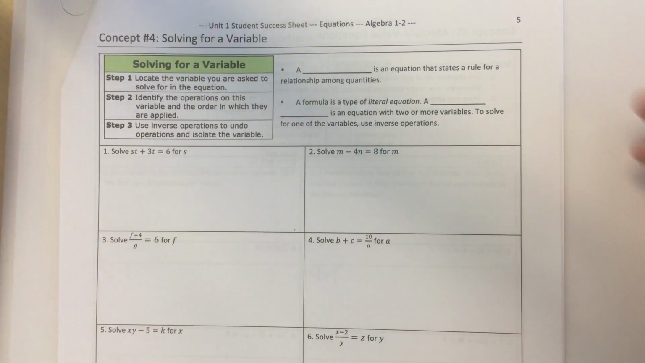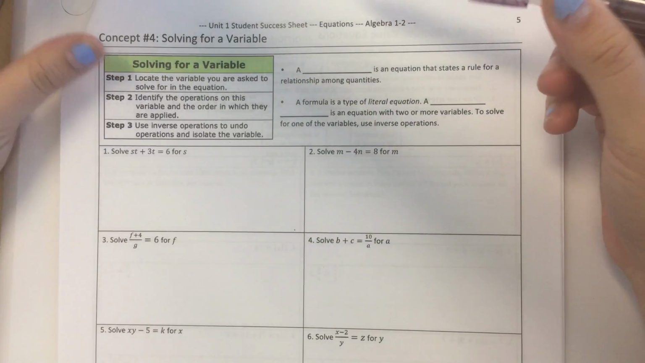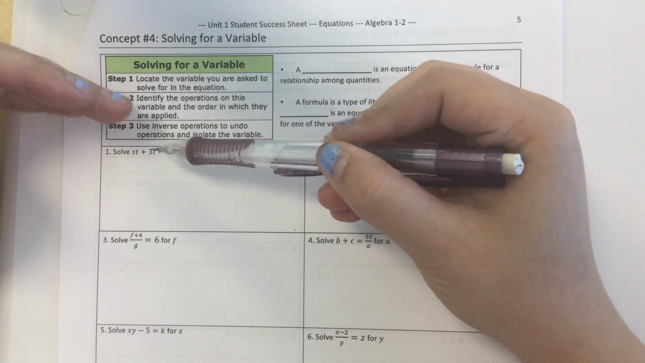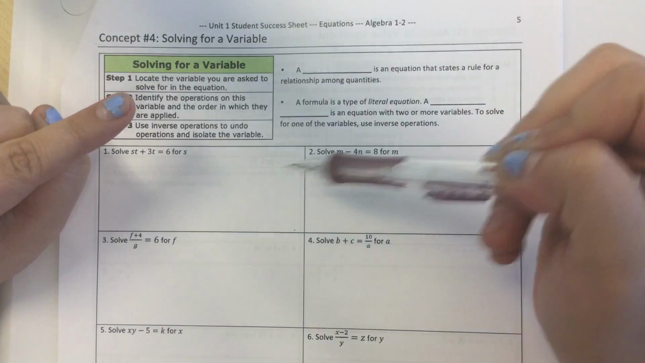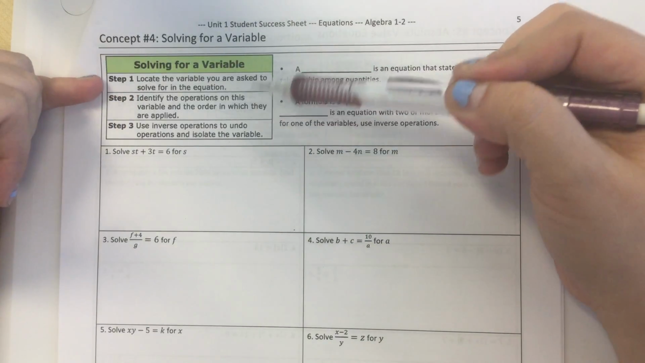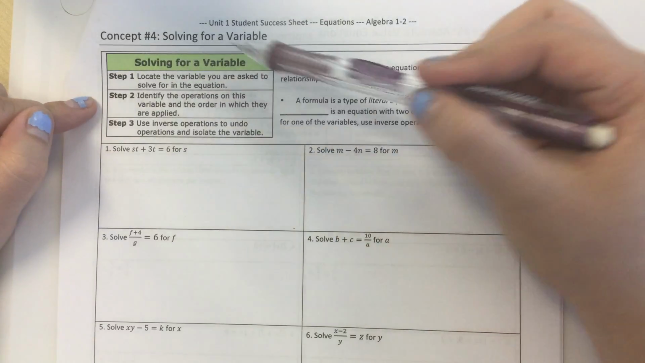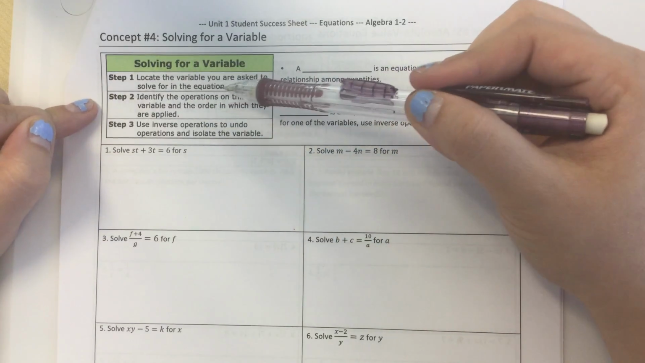Okay, concept number 4, solving for a variable. Sometimes you'll be given equations where you'll have multiple variables and you want to get one of them by itself. So follow these 3 steps when you're trying to solve for a variable. Step 1, locate the variable you're asked to solve for in the equation.